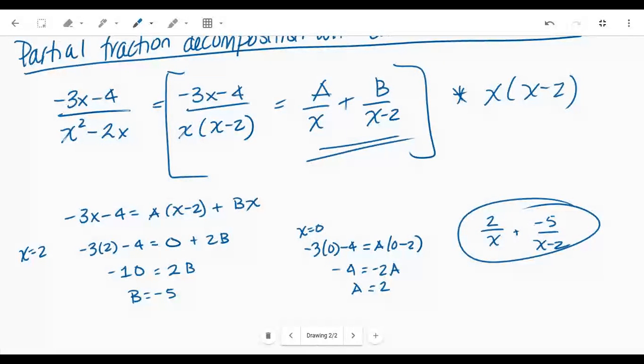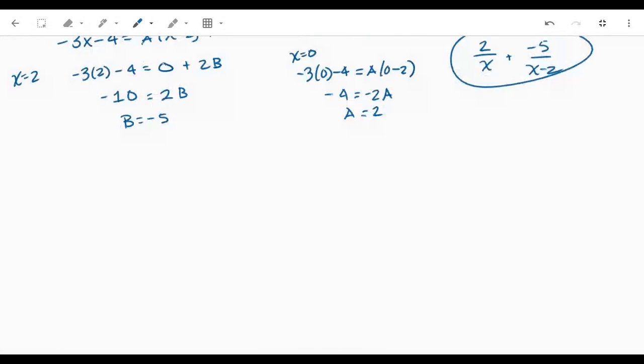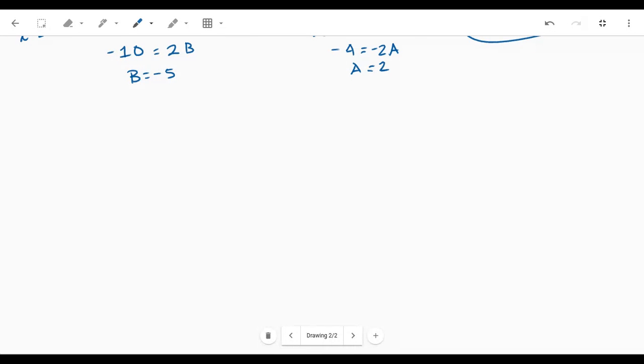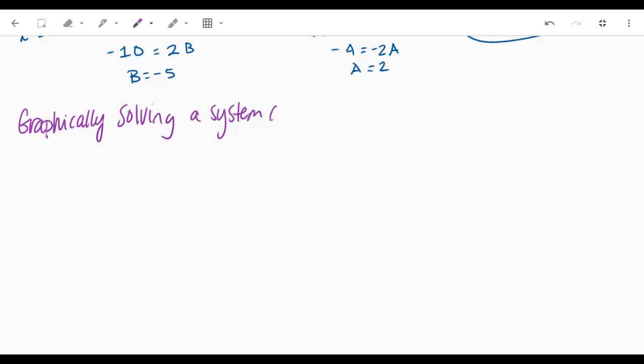Okay. All right, what do we got next here? We have graphically solving a system of linear and quadratic equations. So previously in the previous module, you did solving a system of linear equations. Now we're going to have one line and one parabola. Okay, so graphically solving a system of linear and quadratic equations.